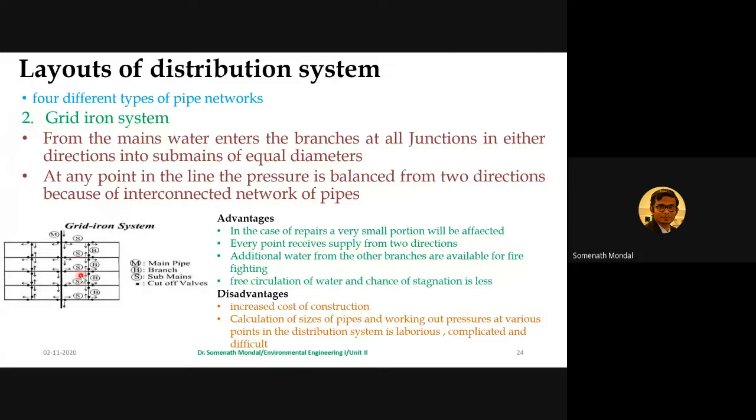Next is every point receives supplies from two directions. Because of these interconnections, the dead ends are completely eliminated, and therefore water remains in continuous circulation, and hence the chances of pollution or contamination because of stagnation are eradicated in this case. Fine. Next is, since the water reaches different places through more than one route, the discharge to be carried by each pipe and the friction loss on the side of the pipe therefore get reduced. Fine.